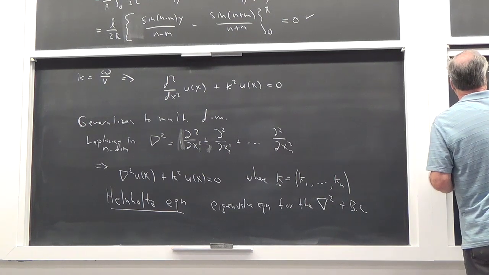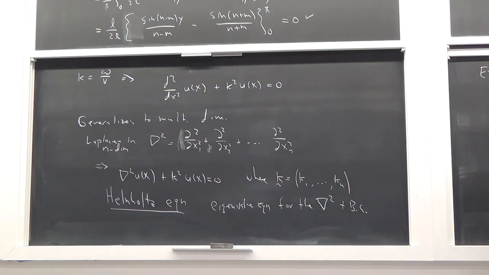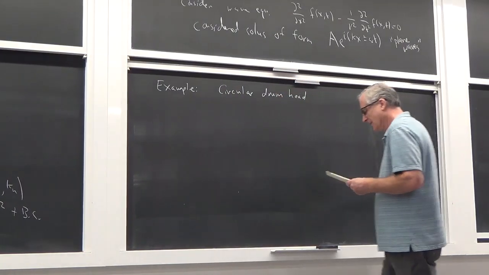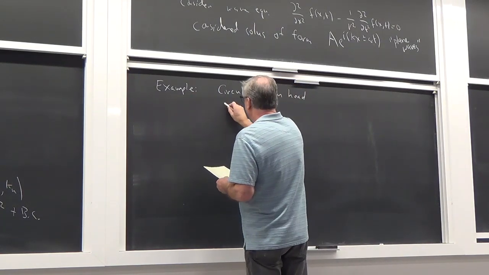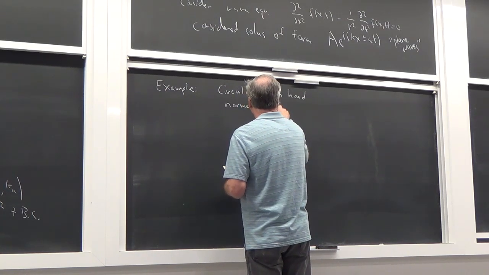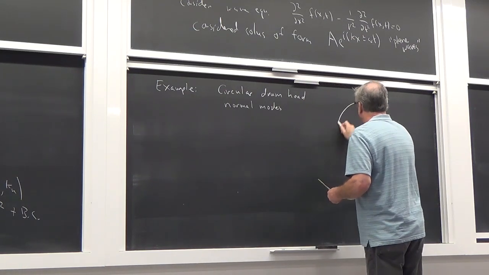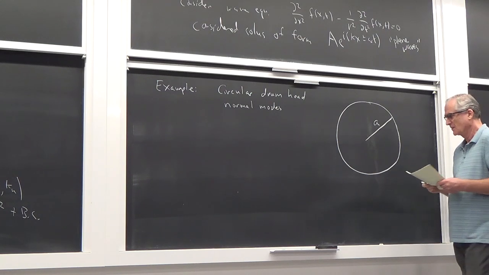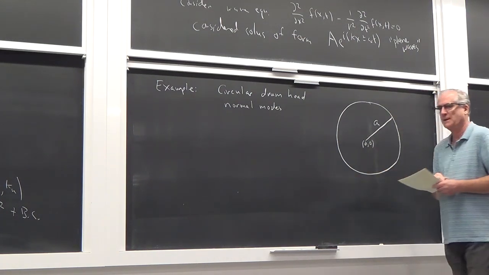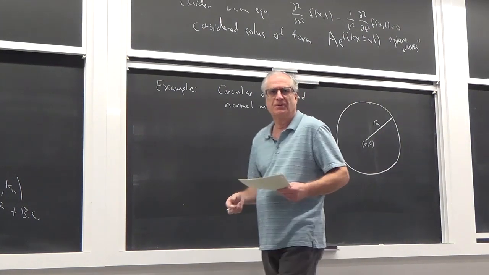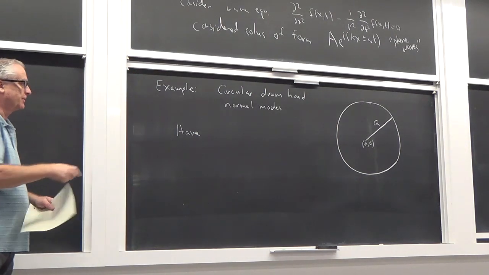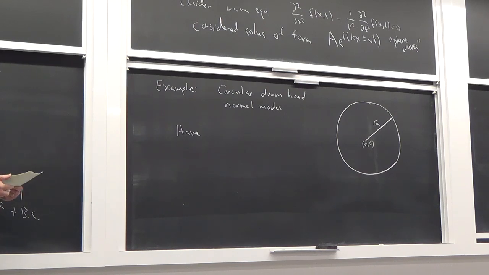Let's do a little example. Let's consider a circular drum head. Most drum heads are circular, so it's kind of realistic. And we want to calculate the normal modes. So we have some circular drum head, radius A, say. We'll put the origin in Cartesian coordinates at the center. Just make use of whatever symmetry you've got. And we consider waves on this drum head. So you hit it and the membrane vibrates around and makes noise.